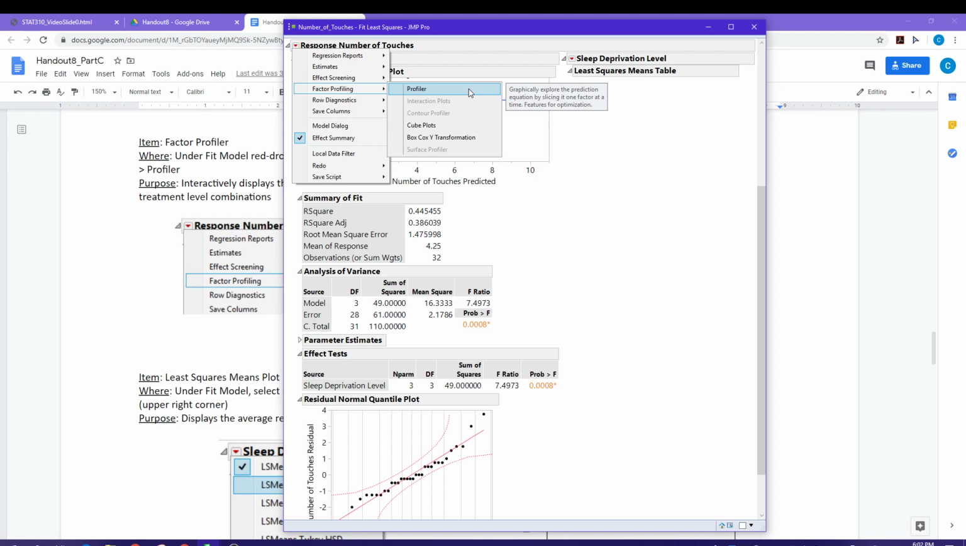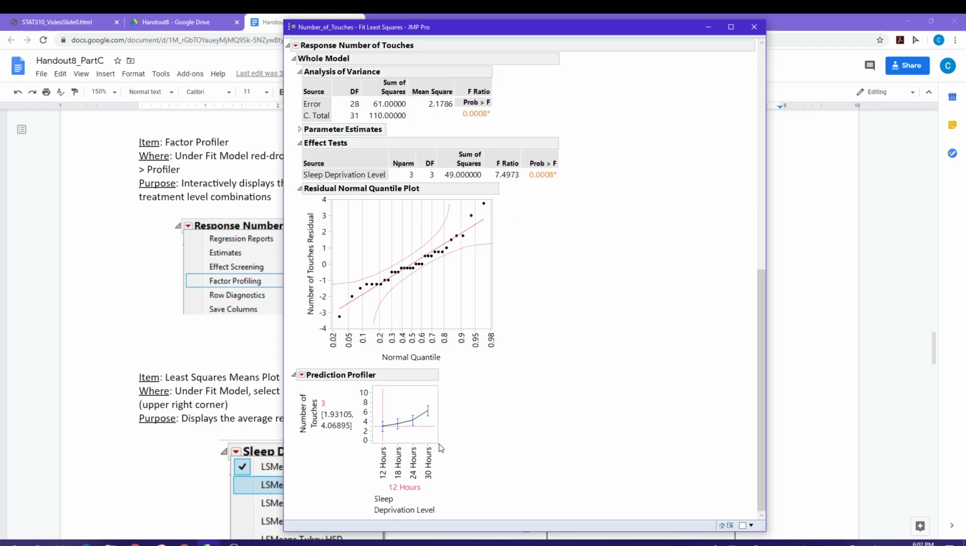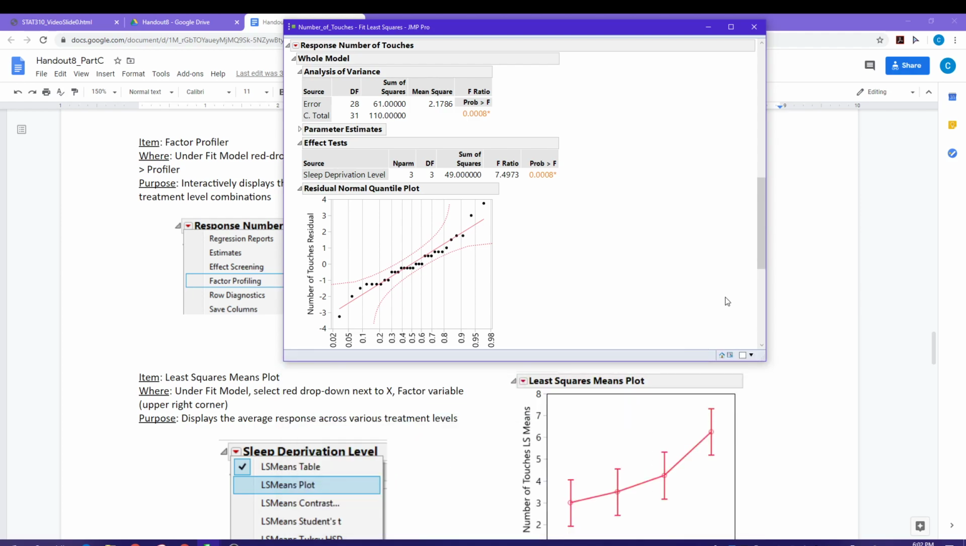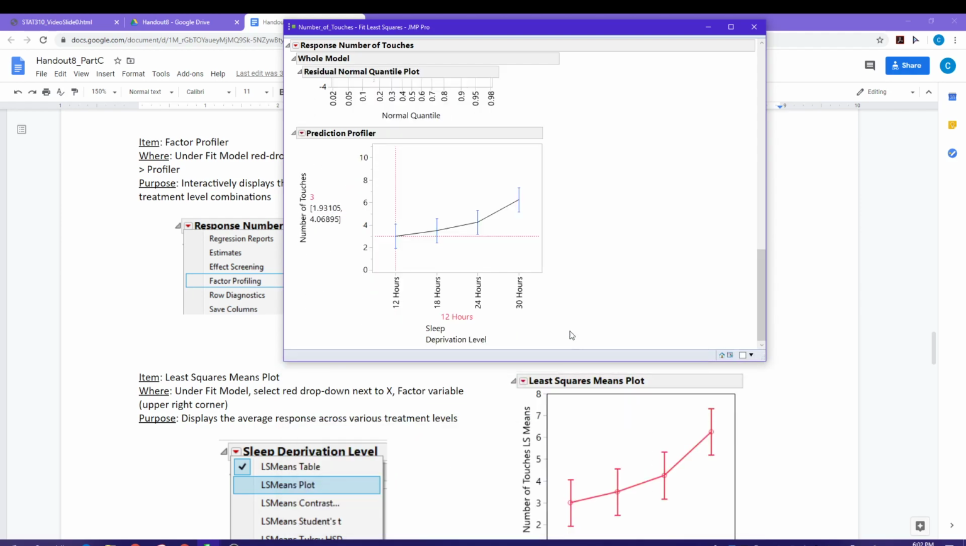And this is just an interactive plot that allows you to specify different levels here. Let me just bring that up to the center of the screen for you. So I have a vertical line here, both in the horizontal and vertical direction, a dotted line, excuse me. If I wanted to know what would be happening if I had sleep deprivation 30, I would just take that vertical line and slide it over to 30 here.